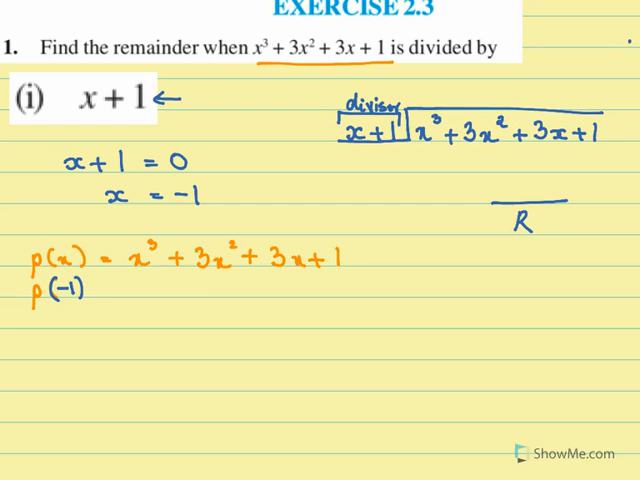From where did you get the minus 1? When you equated the divisor to 0, you got x equal to minus 1. So you will find p of minus 1, and this p of minus 1 will give you the remainder. So let's go ahead and find p of minus 1. So this is x cubed plus 3x squared plus 3x plus 1. Wherever there is x, I'm going to put minus 1, and that is going to give me my remainder.